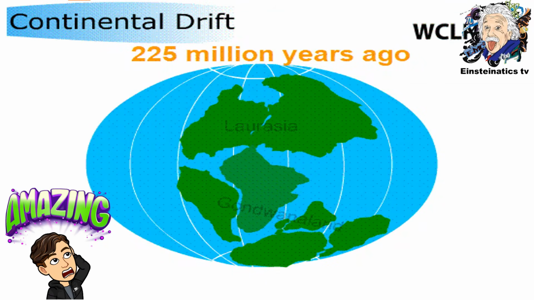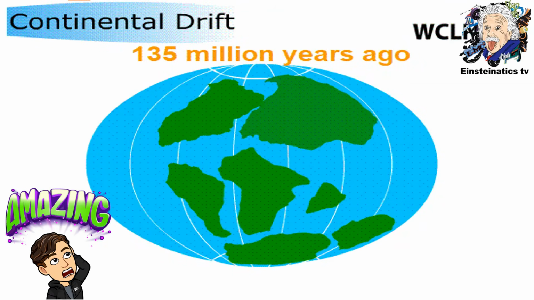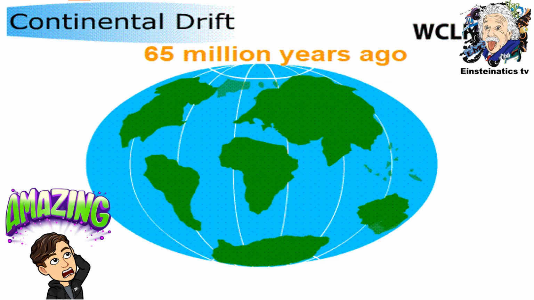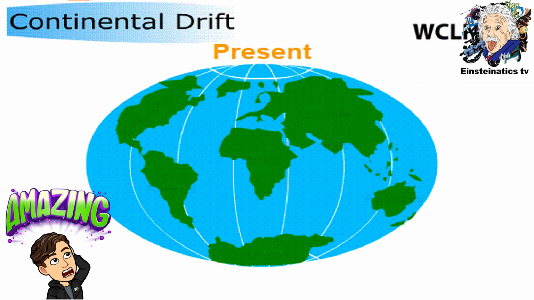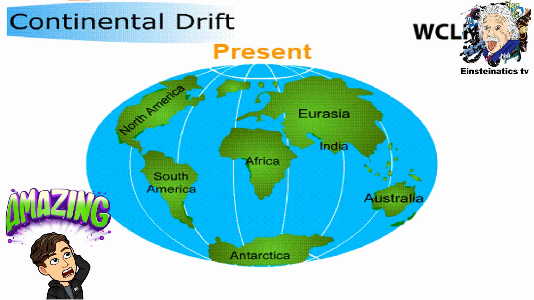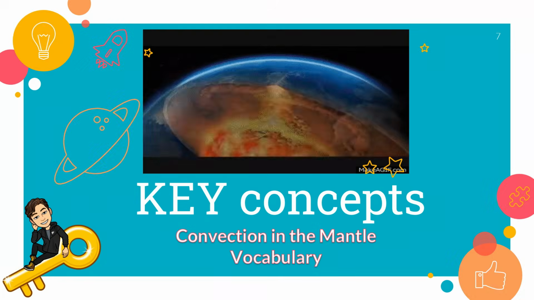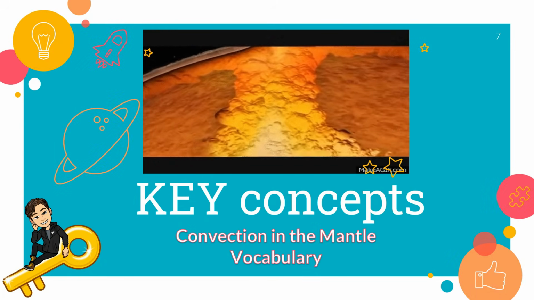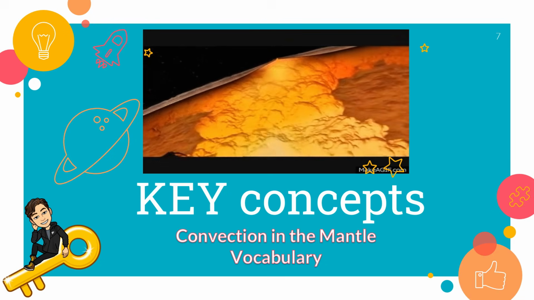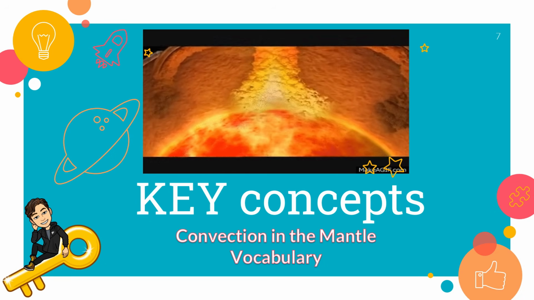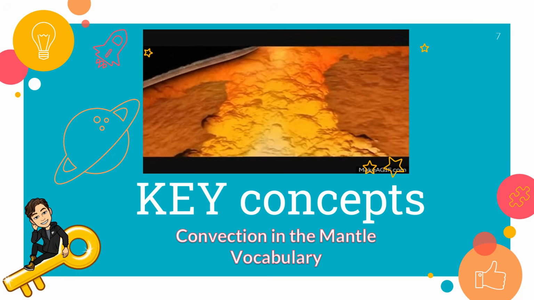Here's a quick look on the proposed theory of Alfred Wegener. As you can see, from Pangaea down to the modern locations of each continents. In order for us to fully understand convection in the mantle, it would be best to discuss the key concepts or to boost our vocabulary on the topic.